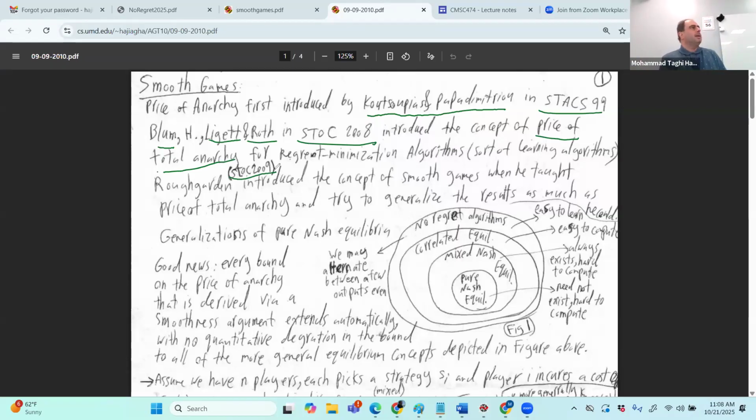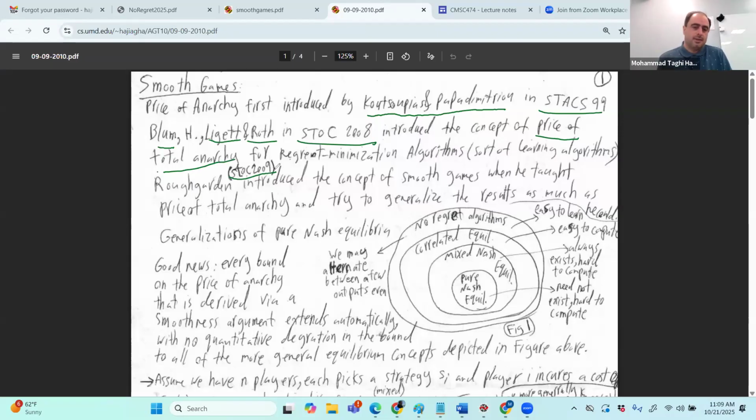So here we consider something a bit more general than Nash equilibrium. And we consider regret minimization algorithms that I will talk about briefly today. This is some kind of learning algorithm which is very useful. You hear a lot about it, especially in industry. This paper actually introduced this concept of price of anarchy, or a similar concept, for regret minimization algorithms.